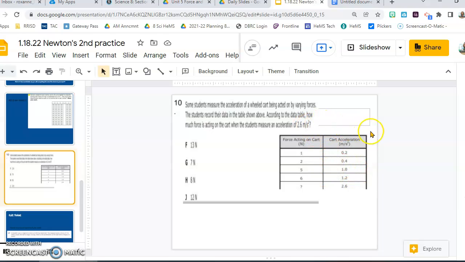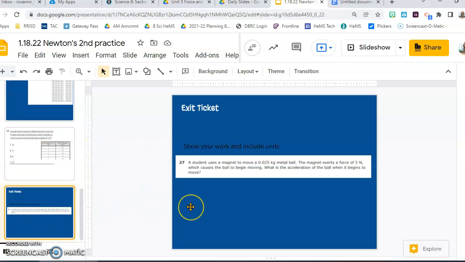2.6 meters per second squared. Oh, so you have to figure all these out to try and figure out what would be closest to that and to come up with the answer and choose it here. Now on the worksheet here, on the A, B, C, D ones, you're just going to highlight those with the highlighter, and our exit ticket.